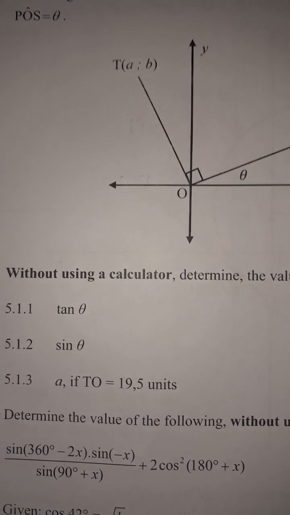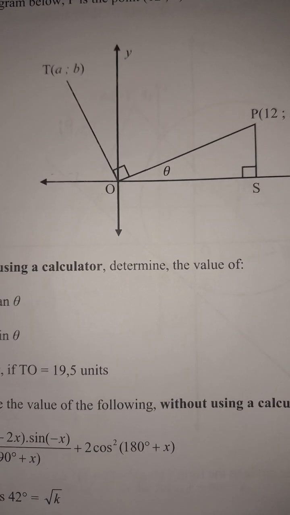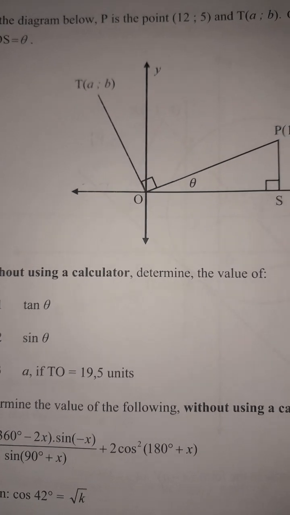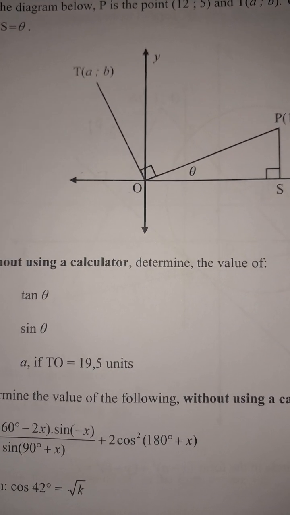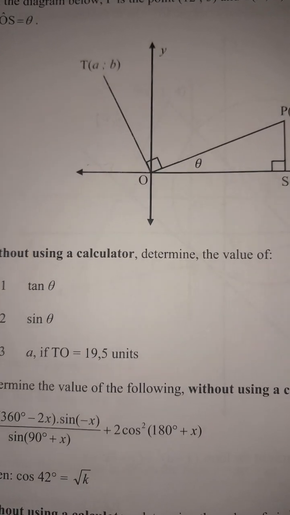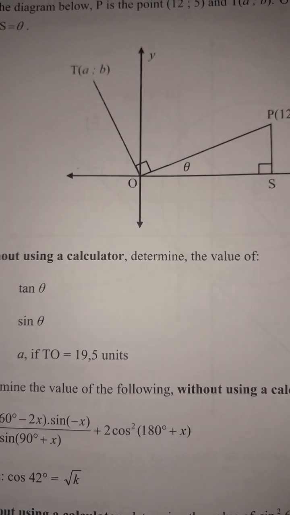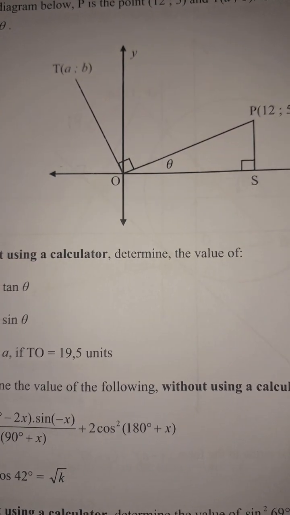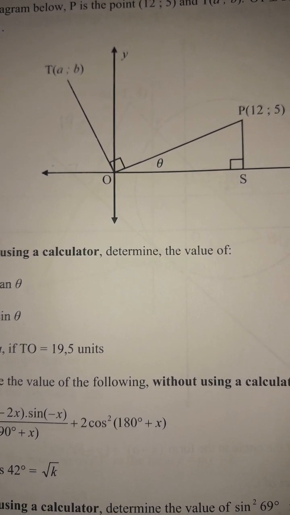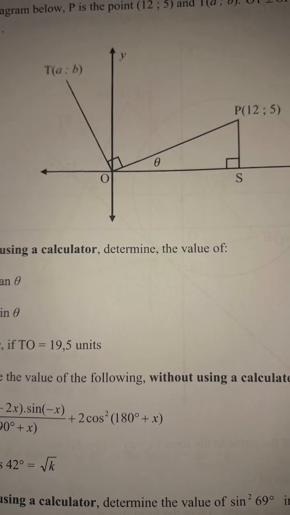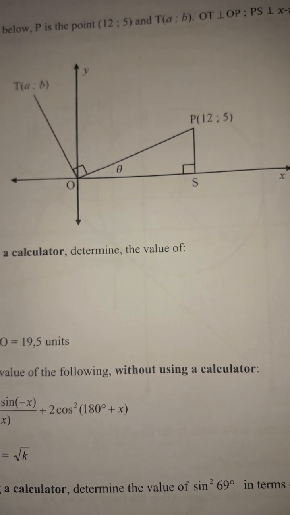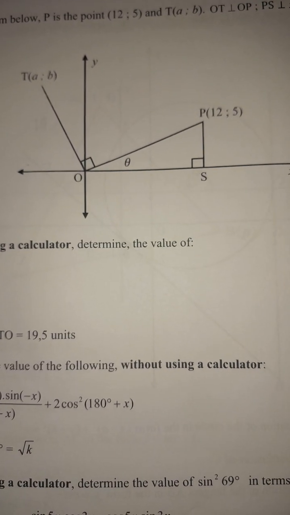they want us to calculate the value of tan theta. We know that tan theta is opposite all over adjacent. Remember, you're going to use SOH CAH TOA. Sine is opposite all over hypotenuse, tan is opposite all over adjacent, and cos is adjacent all over hypotenuse.